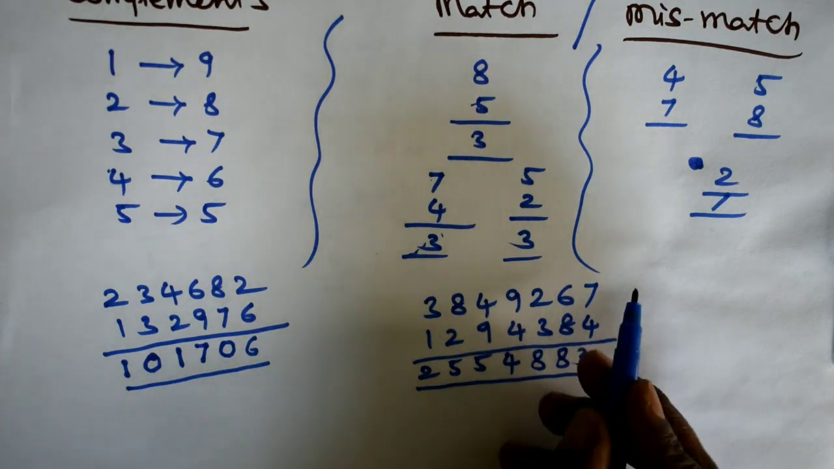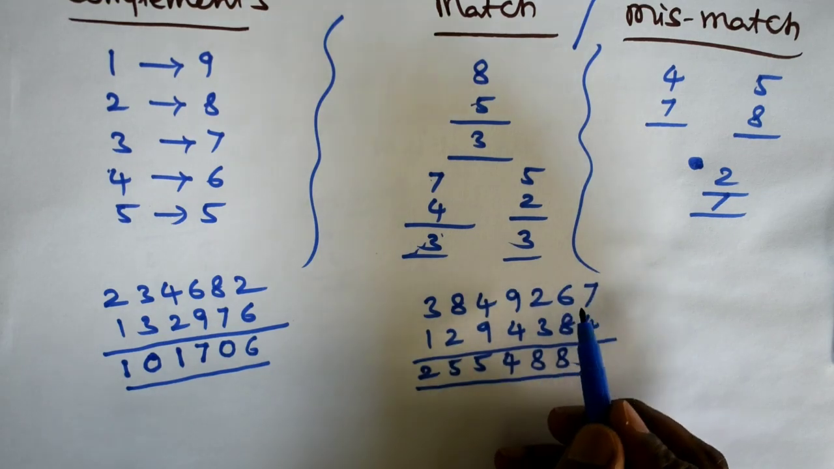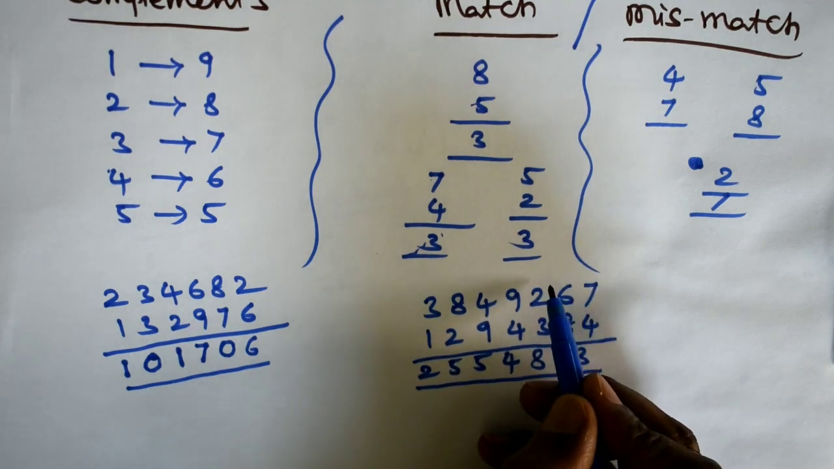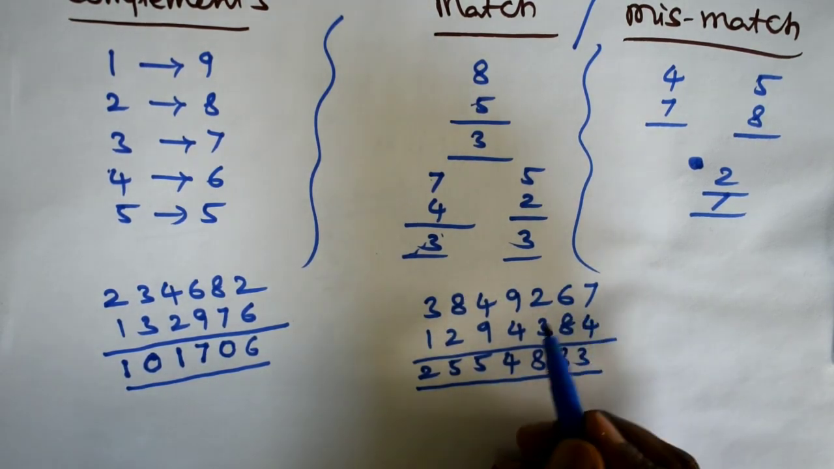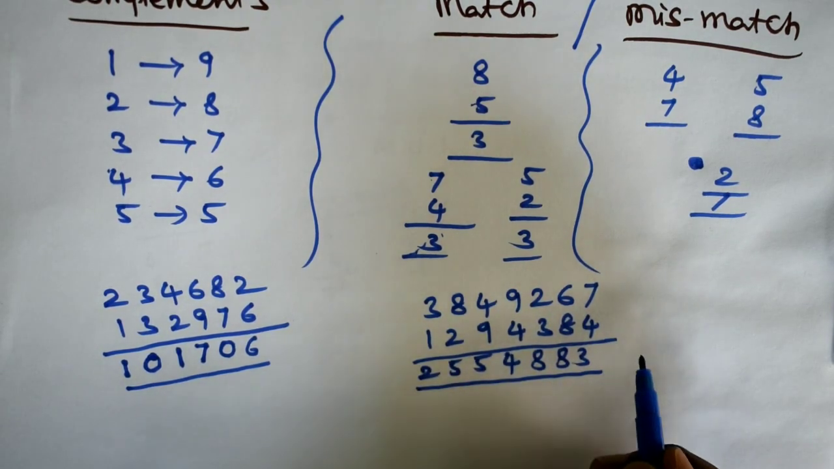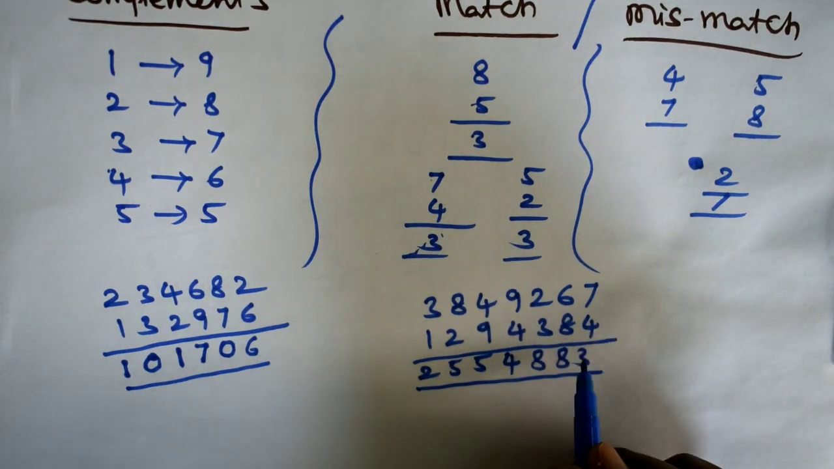Otherwise, if we go with the older method like borrowing and all, if we miss out somewhere taking borrowing or if we count wrongly somewhere, it will go wrong. So this is the easiest possible method where we can find subtraction.